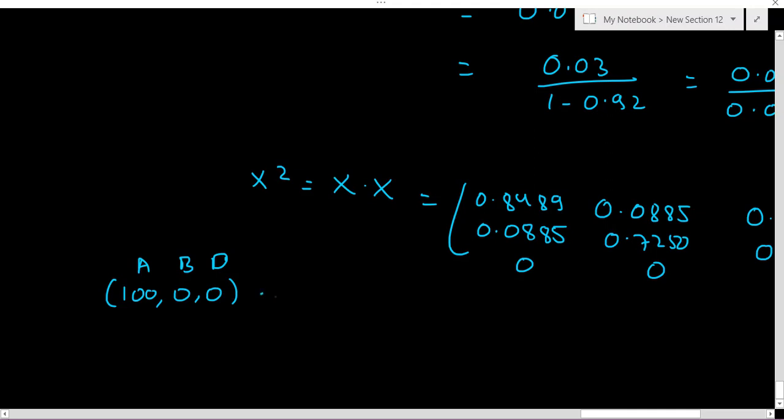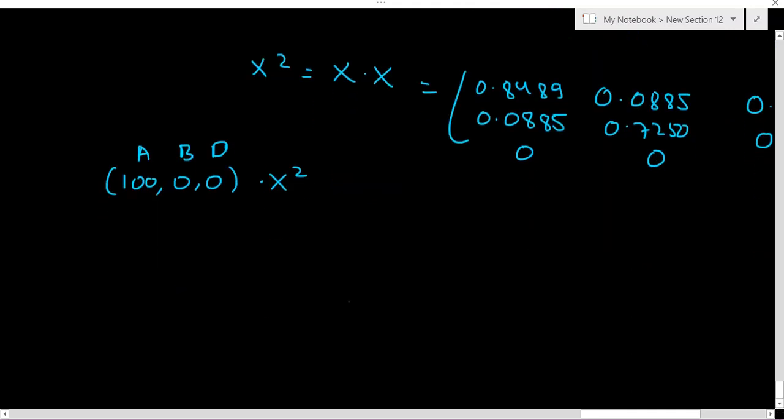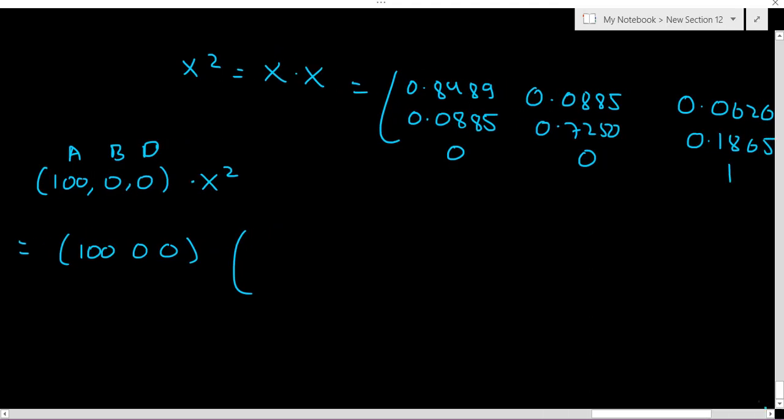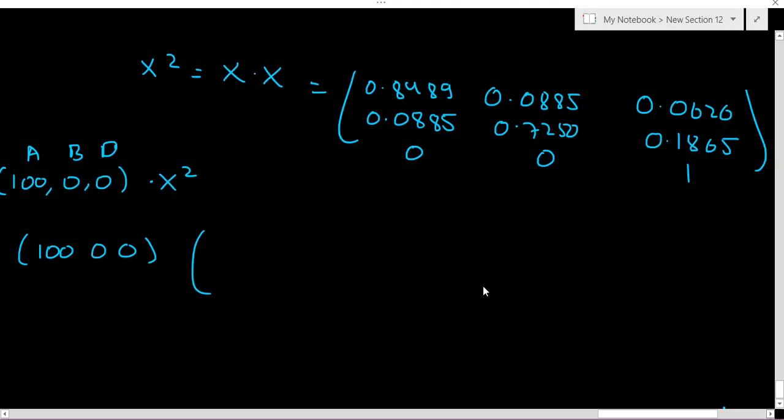So I can just directly multiply it with x square in order to find that probability, because I'll just multiply it with x twice, right? So I can multiply it with x square, so that would become 100, 0, 0, and this will be multiplied with this entire matrix x square, which is right here, and you just need the third column of it.